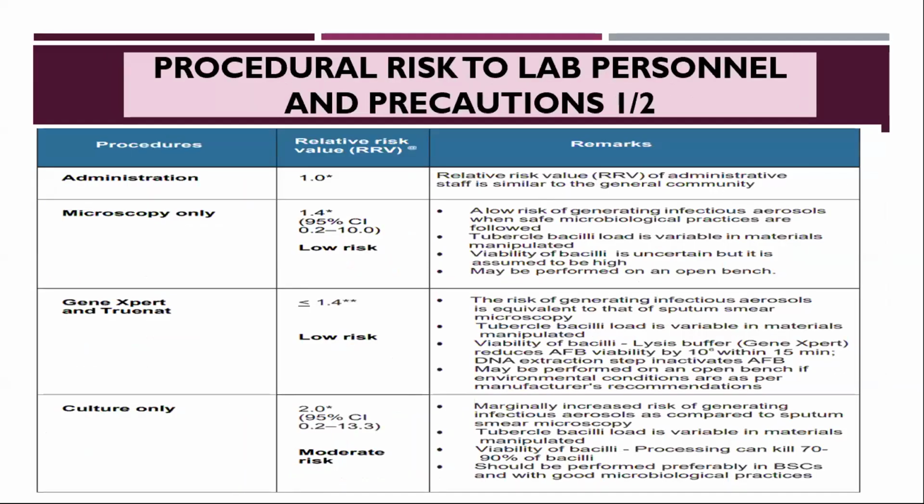Coming to the procedural risk for the lab personnel. As I told you, depending on the risk level, there are different levels of risk. In the administration room, there is a very low relative risk. It is only 1. So the relative risk of administrative staff is similar to the general community. So it is very low risk.